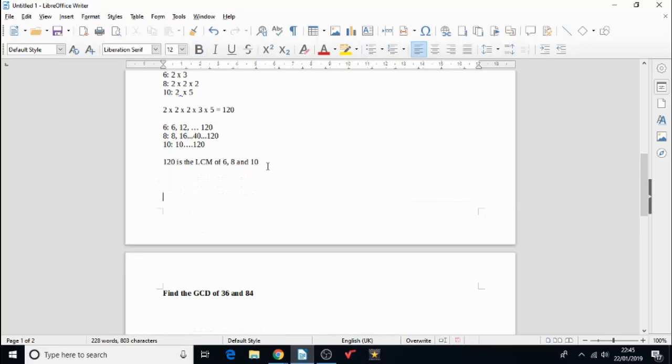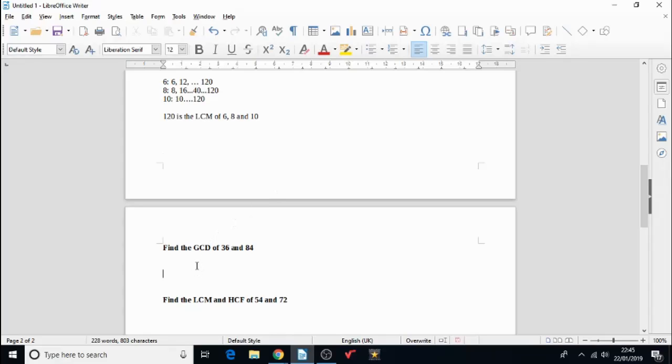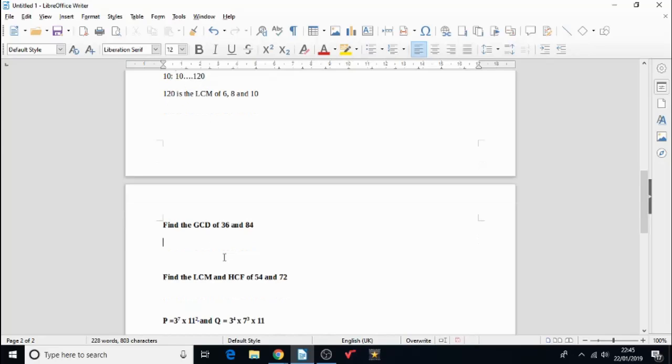Push this onto the next page. Find the GCD of 36 and 84. GCD is the same way of writing highest common factor. This is why it's important to know what GCD stands for, greatest common divisor. It's the same way of asking highest common factor.